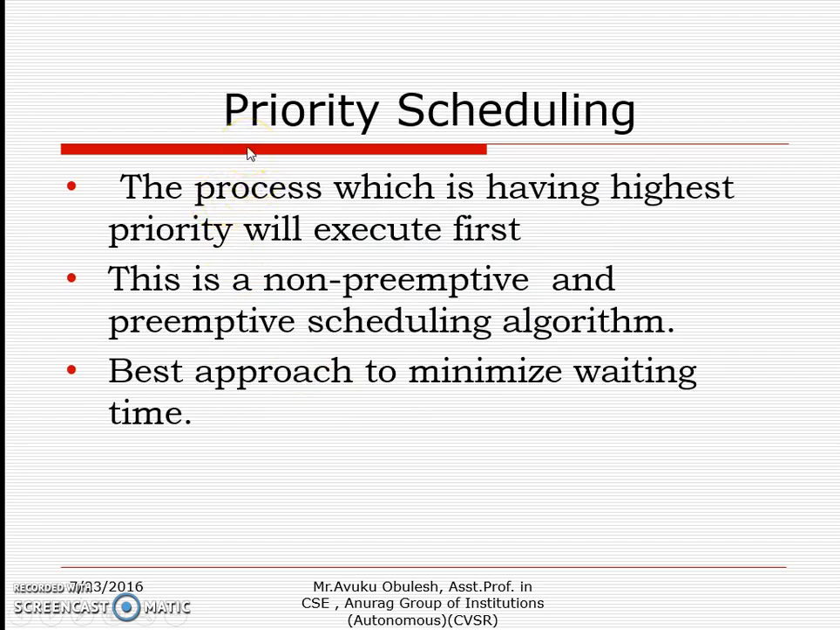The third scheduling algorithm is priority scheduling. Here each and every process is executed based on its priority. The point is that the highest priority process will be executed first. This priority scheduling algorithm can be executed as preemptive and non-preemptive. The best approach is to minimize waiting time.